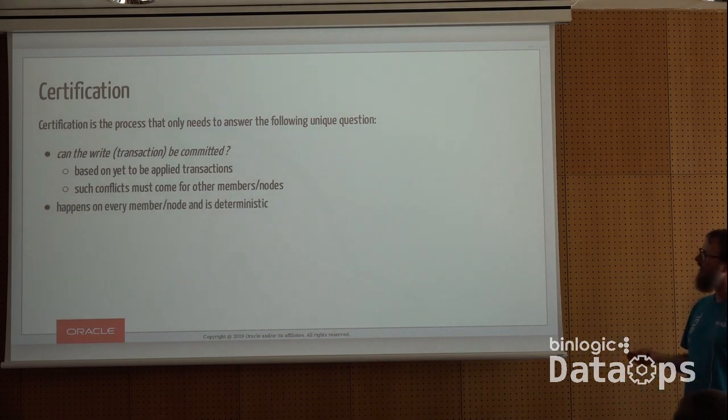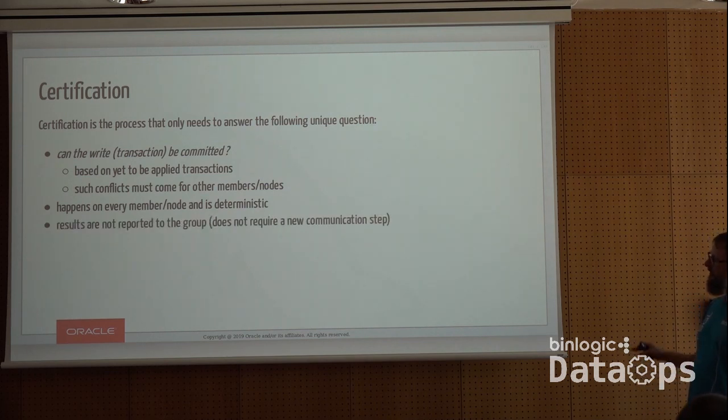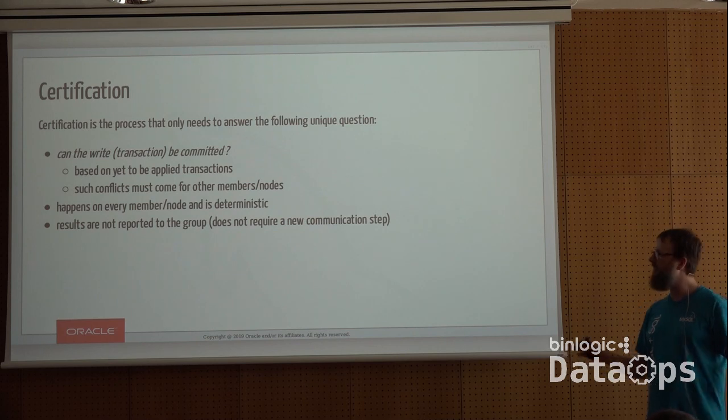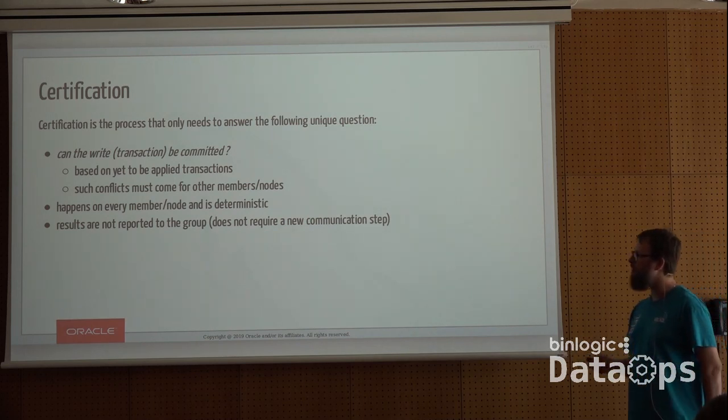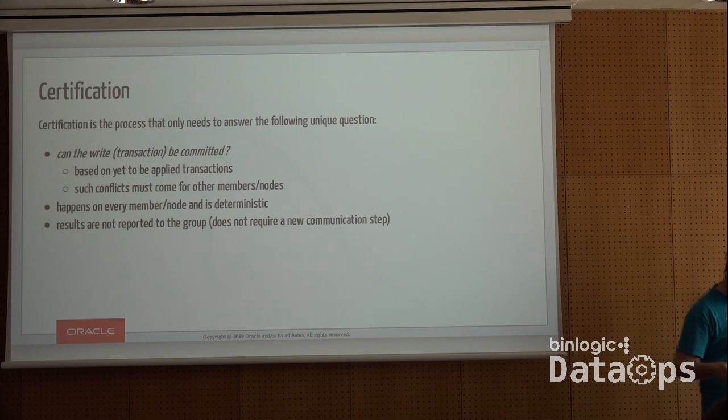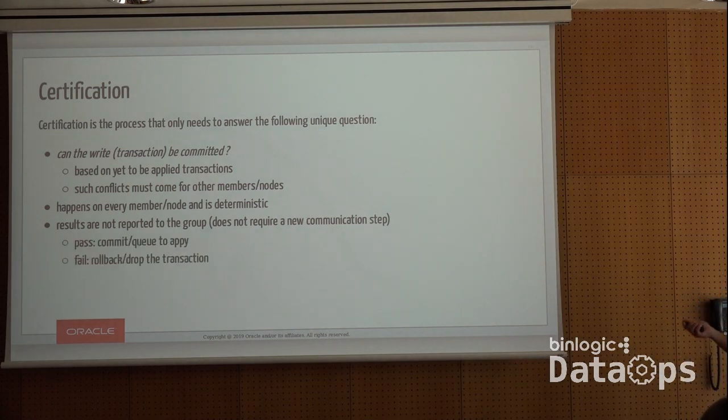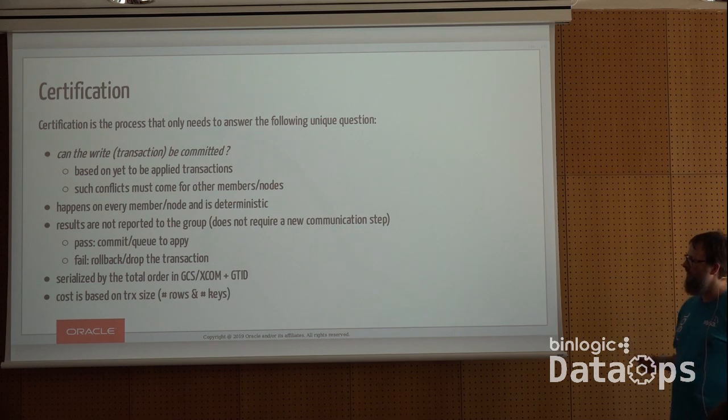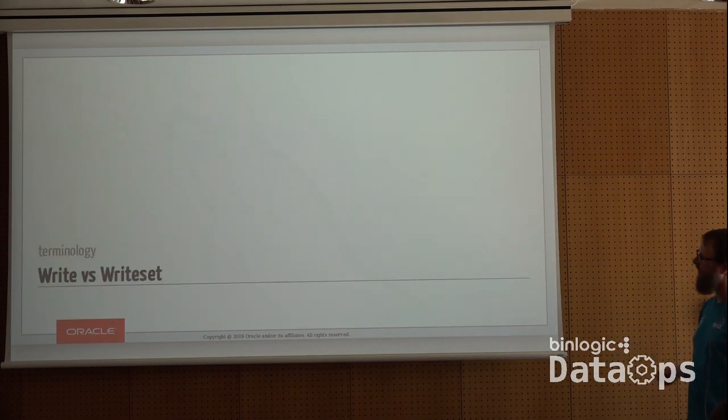It happens on every node independently, and they are deterministic. And the result of this certification is not reported to the group, so it doesn't require any new communication step. If it passes, it is queued to apply. If it fails, we need to roll back, right? And this is serialized with XCom GCS and gets the GTID. And the cost is paid on the transaction size, the number of rows and the number of keys you have.